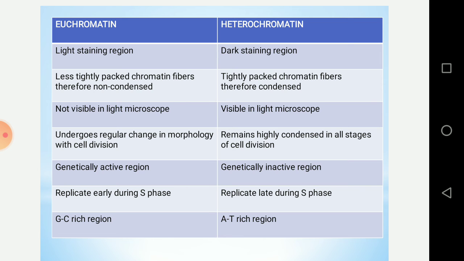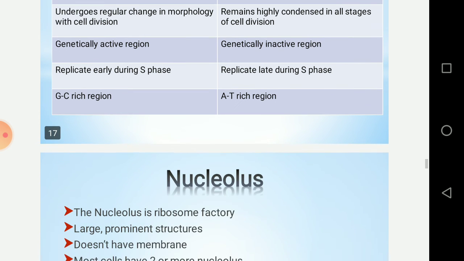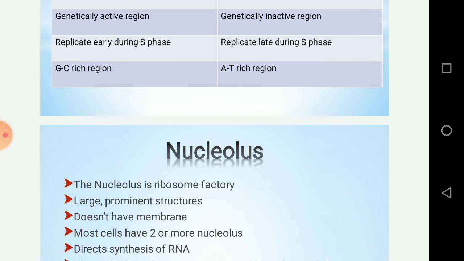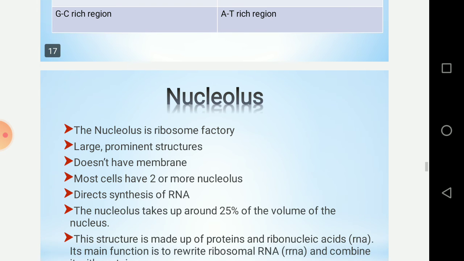Euchromatin replicates early during S phase. S phase is the synthesis phase of the cell cycle, so it replicates early, and heterochromatin replicates late in the S phase. Euchromatin is generally GC rich and heterochromatin is AT rich. GC means guanine and cytosine. AT means adenine and thymine. So that was all about euchromatin and heterochromatin.